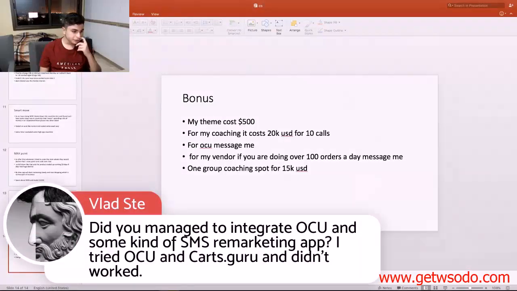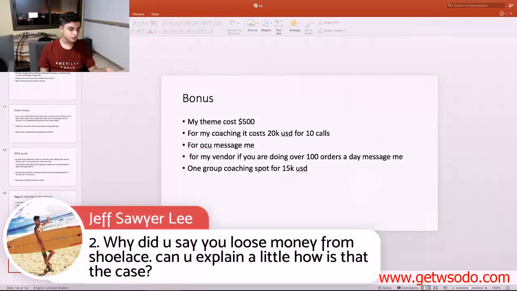That's a really good question. So OCU and any other SMS remarketing app will not work. You need to choose one of them, and I chose the OCU, not SMS. Why did you say lose money from Sugarless? I'm not losing money from Sugarless, but actually, I am, like, if I did my own DPAs, my ROAS would be higher.